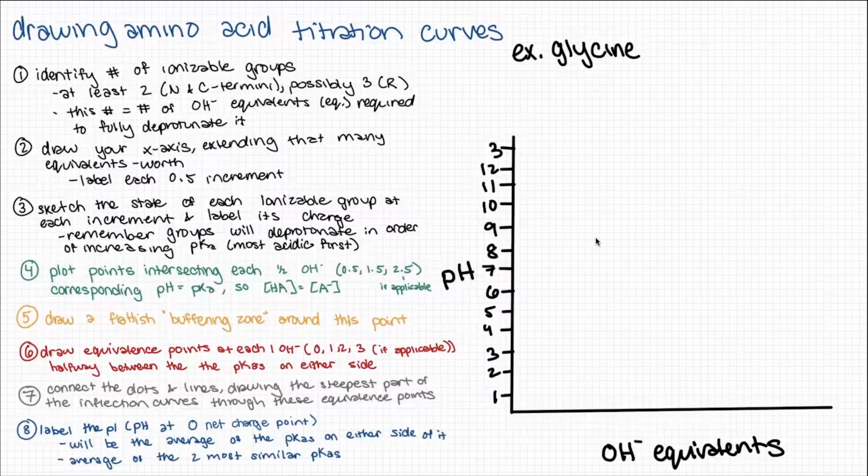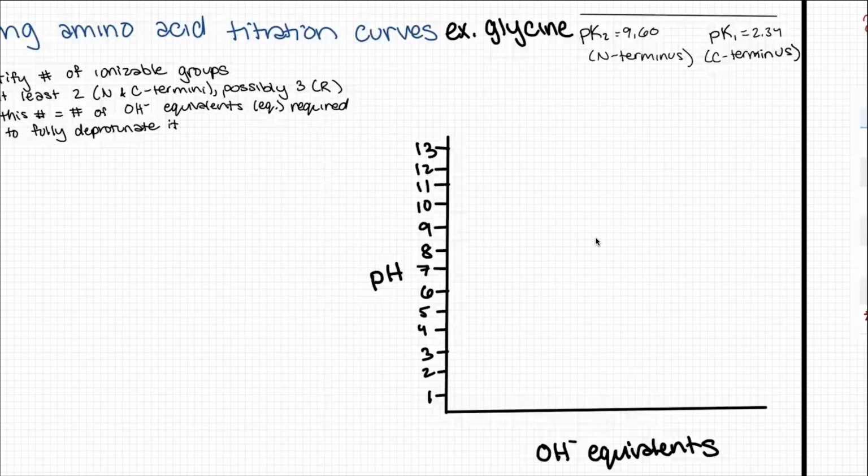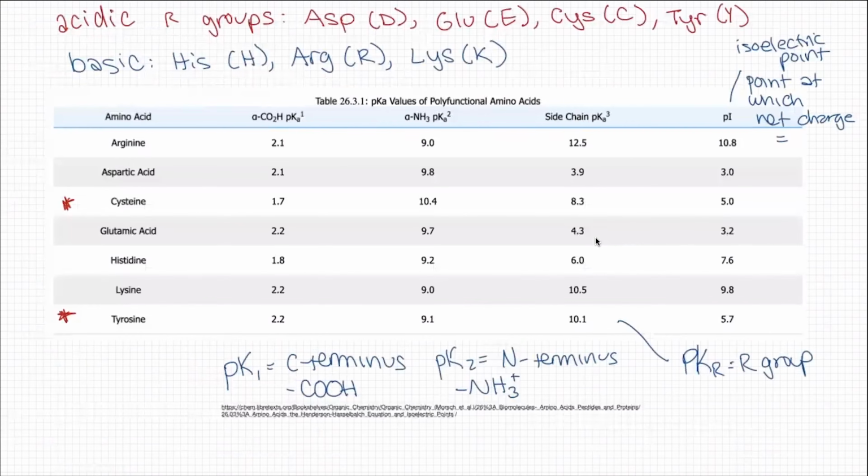So now let's go about drawing one of these. We'll start with an easy example. We'll go back to a non-ionizable one, glycine, and we're going to take this step by step. The first thing we need to do is identify the number of ionizable groups. Remember, there's going to be at least two, potentially three. If we're talking about a non-ionizable side group, we're only going to have two. If it has an ionizable side group, then we're going to have three.